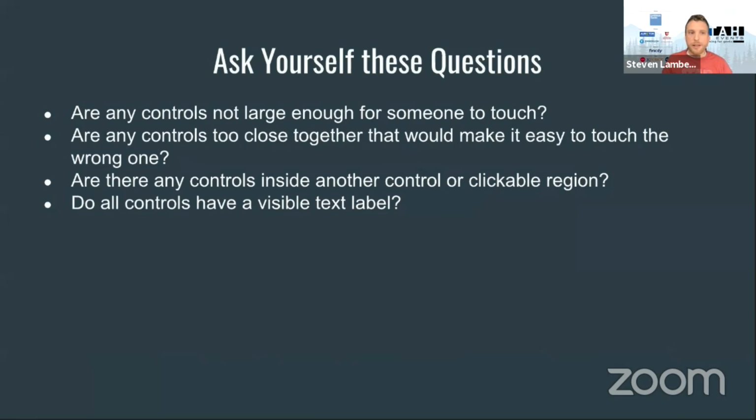So to use the lens of controls, you can ask yourself the following questions. Are there any controls not large enough for someone to touch? Are any controls too close together that would make it easy to touch the wrong one? Are there any controls inside another control or clickable region, such as that tweet? Or do all controls have a visible text label?